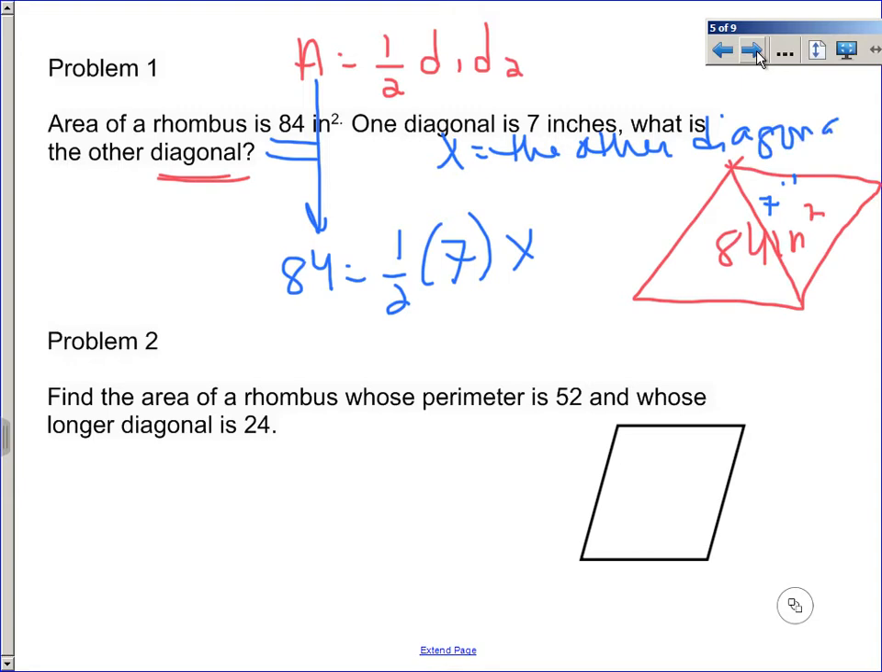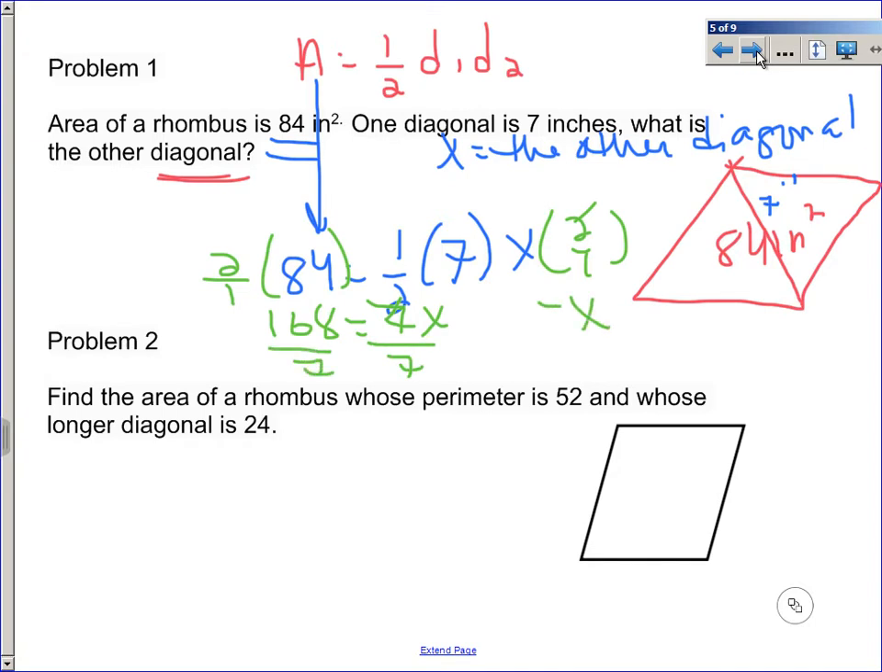And x is going to equal the other diagonal. All right. So I'm going to make this easier for myself and get rid of this fraction. So what I would do is multiply both sides of the equation by 2/1. That cancels, and I end up getting 168 equals 7x. Divide by 7, and x is going to equal 24. So the answer would be, therefore, the diagonal is 24 inches. Bang.